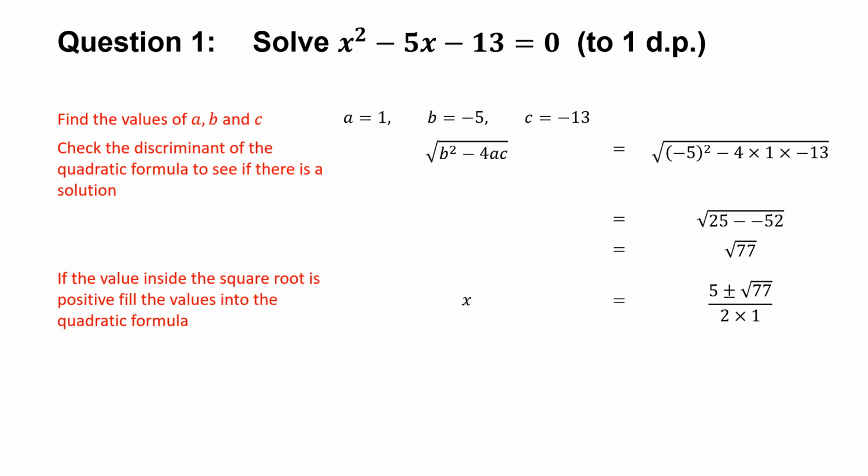So our two solutions are going to be that x is equal to 5 plus or minus the square root of 77 divided by 2 times 1, which means our two solutions are 5 plus root 77 over 2 and 5 minus root 77 over 2. And in decimal form, to one decimal place, our answers are 6.9 and minus 1.9.